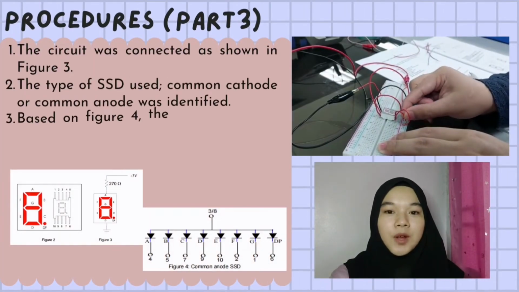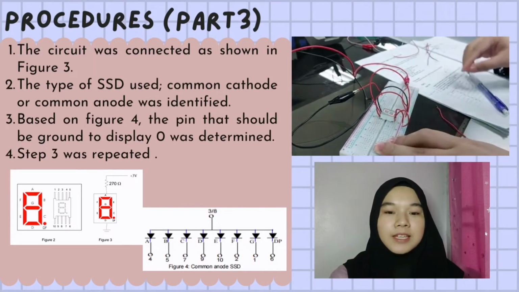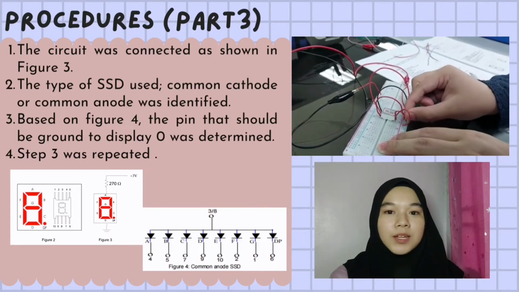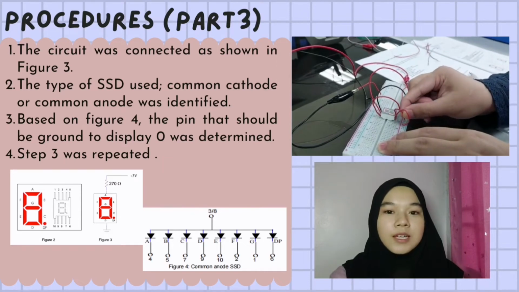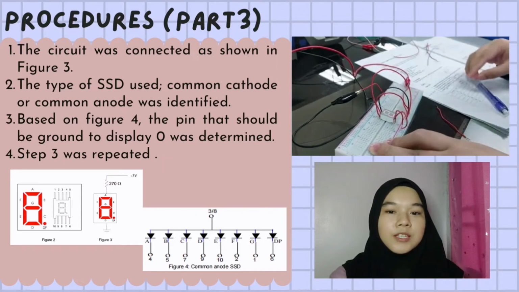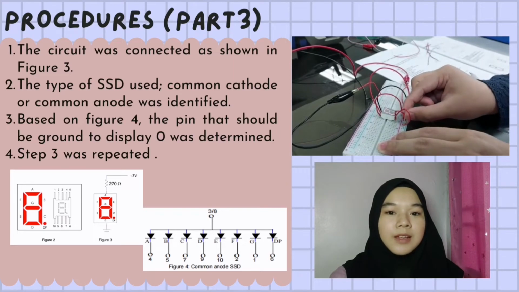For part 3, the pins of the common emitter 7-segment display are shown in figure 2. The circuit was connected as shown in figure 3. The type of SSD used, common cathode or common anode, was identified. Based on figure 4, the pin that should be grounded to display 0 was determined.